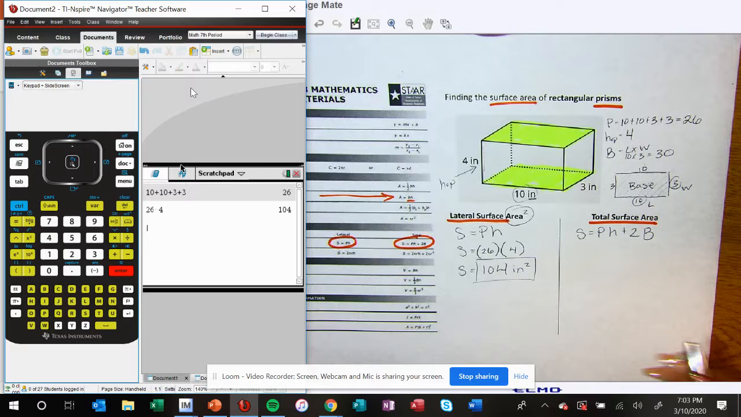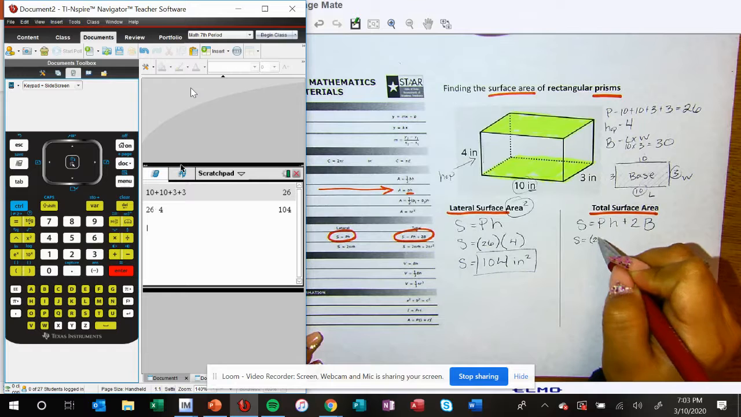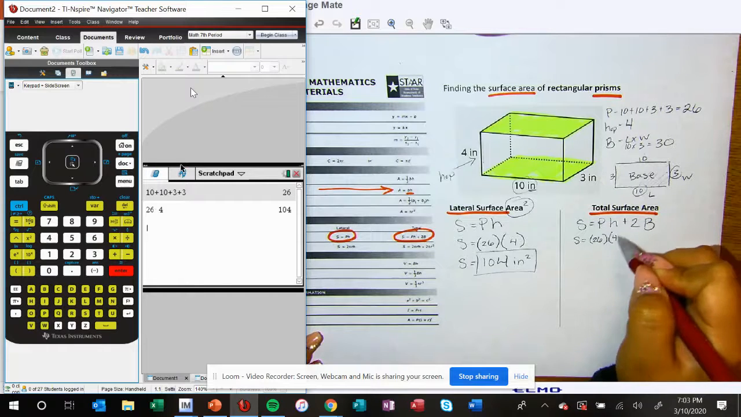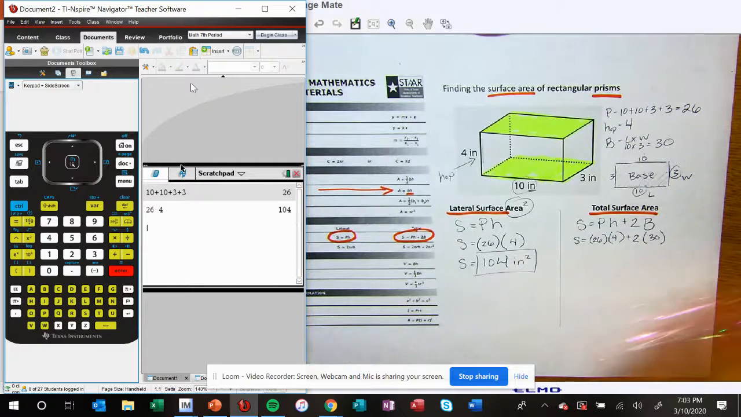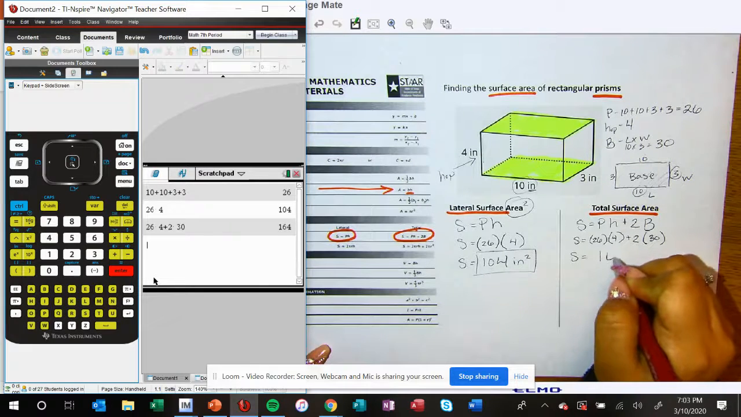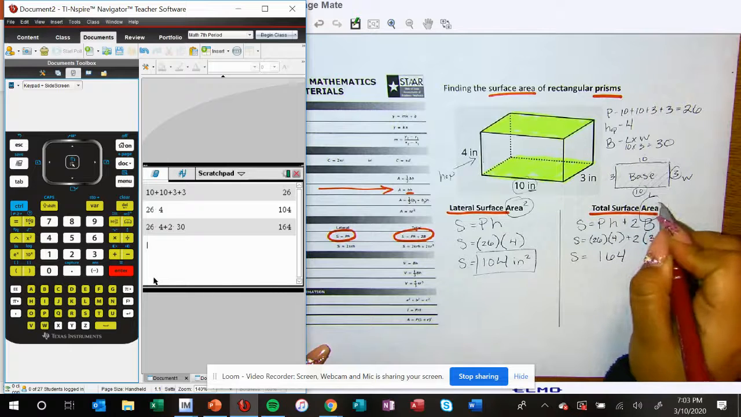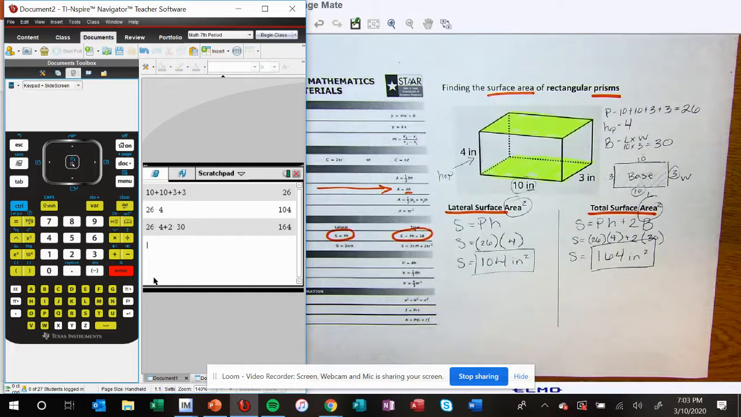Now I'm going to go ahead and do the total one. S equals, again, I'm going to put my P, 26, my H is 4, plus 2, and my big B was 30. So I'm going to do the same thing over here. Start plugging in my information. Plus 2 parentheses 30, close parentheses, and press enter. So here, my total surface area is 164. Again, area is always squared. So squared inches. And that is my answer for that one.